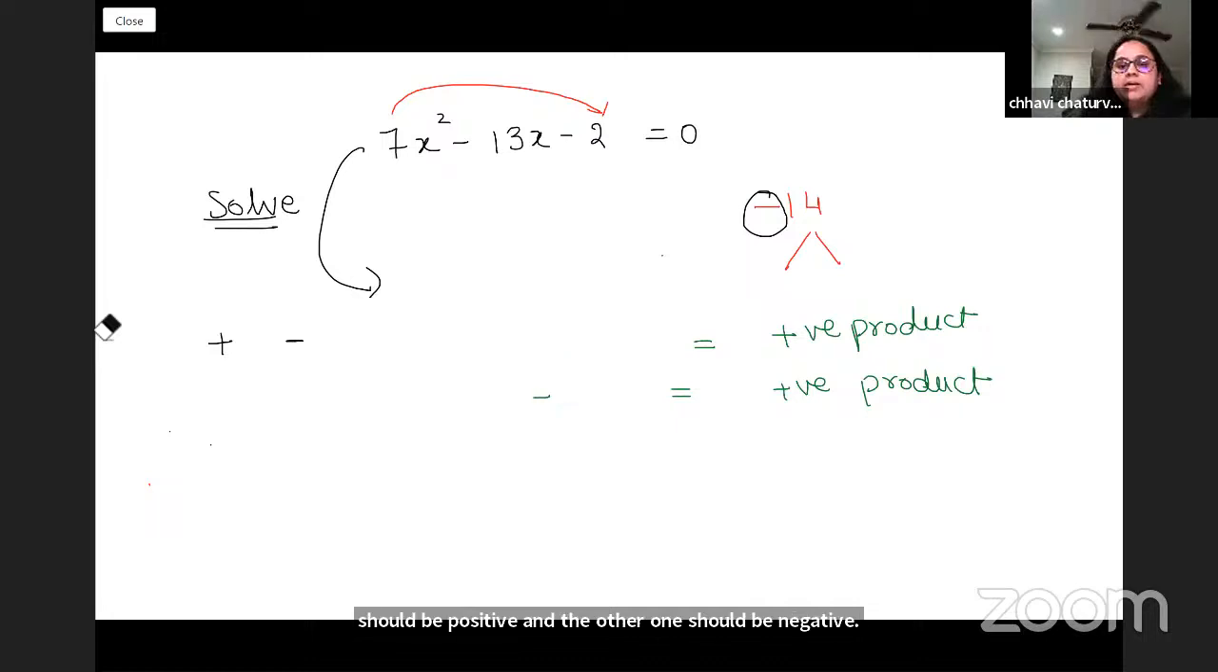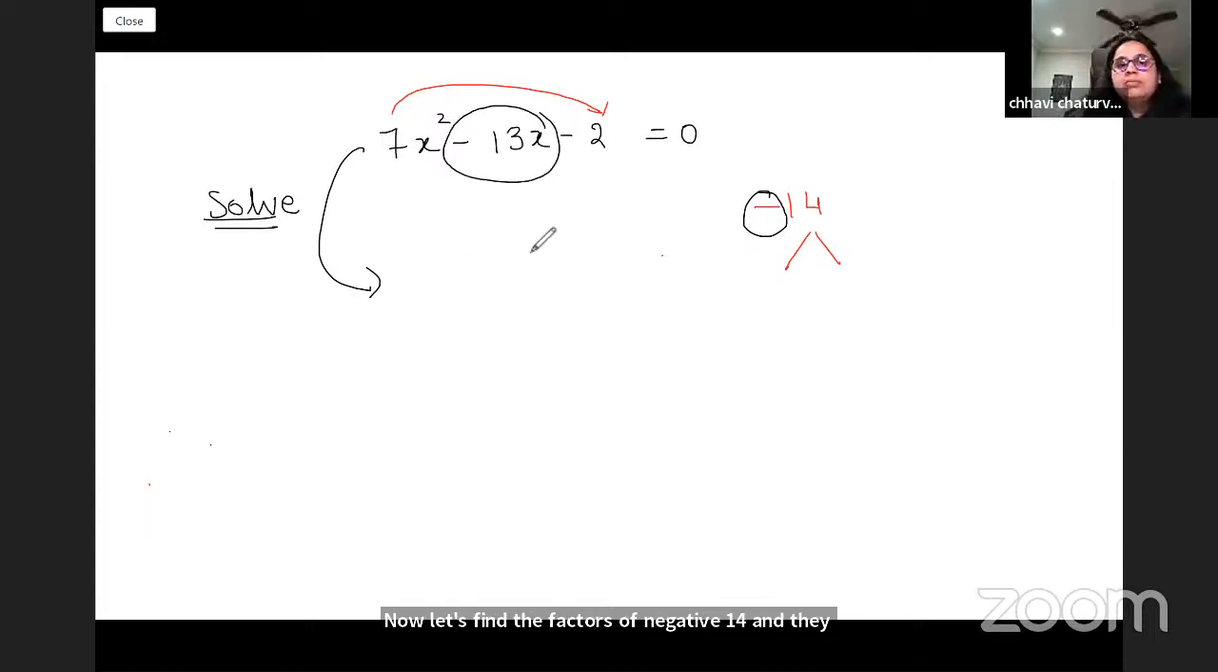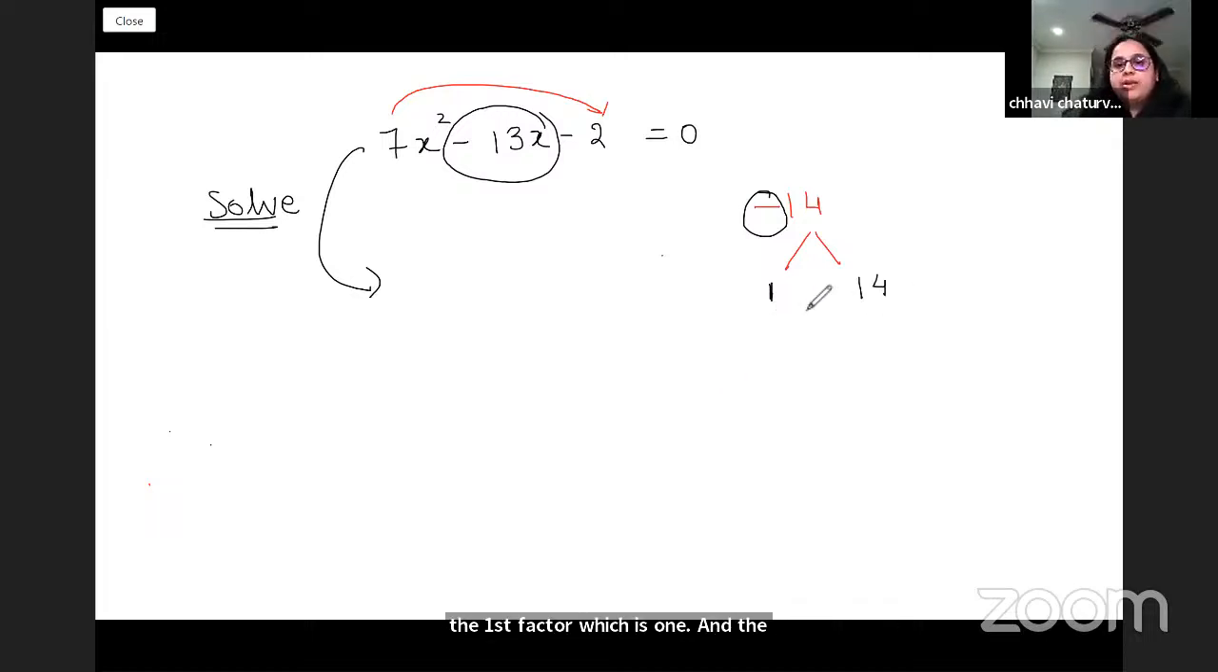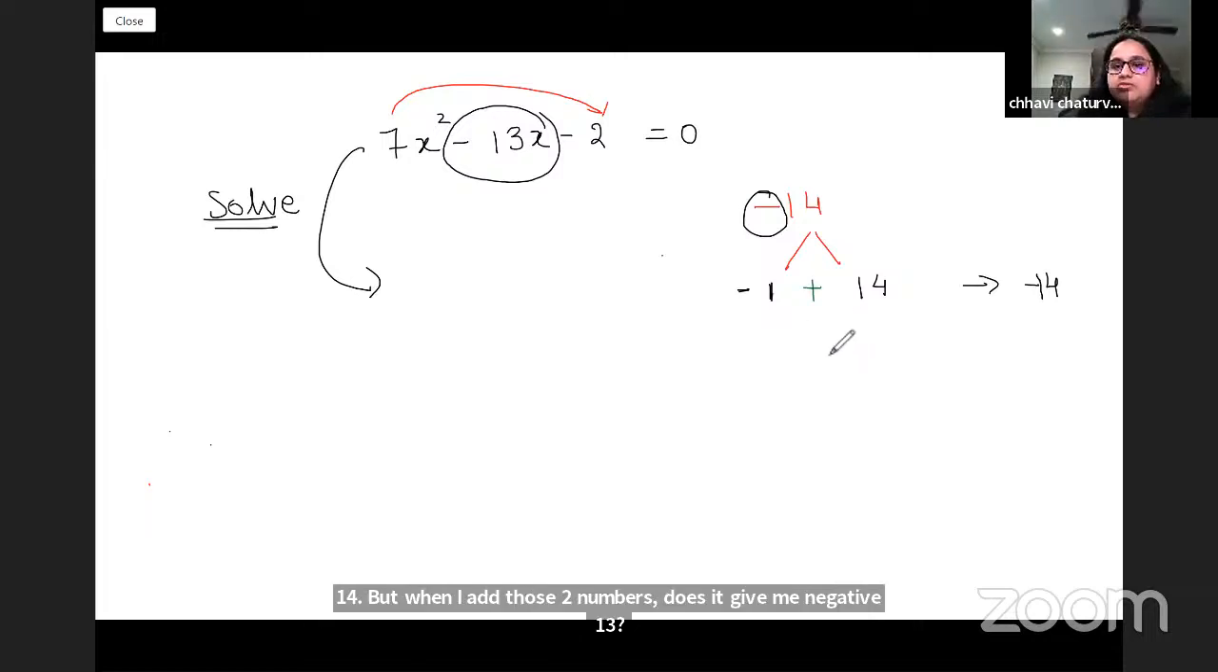Let's go ahead, multiply the first and the last term, which gives us negative 14. Now let's find the factors of negative 14, and they should add up to the middle term. What's our middle term? Negative 13. So for negative 14, I always like to start from the first factor, which is 1, and the number itself. I know that negative 1 times 14 is negative 14. But when I add those two numbers, does it give me negative 13? If I add those two numbers, it gives me positive 13.